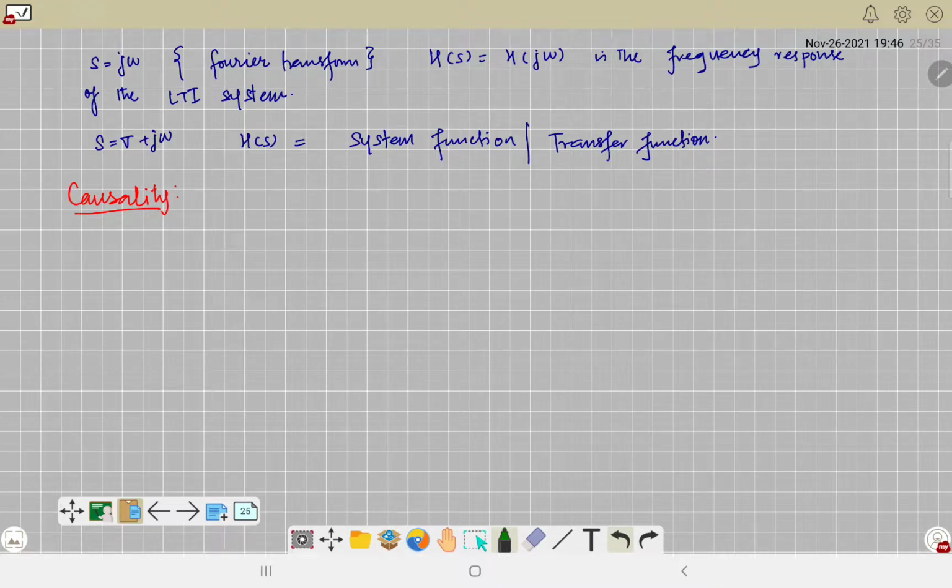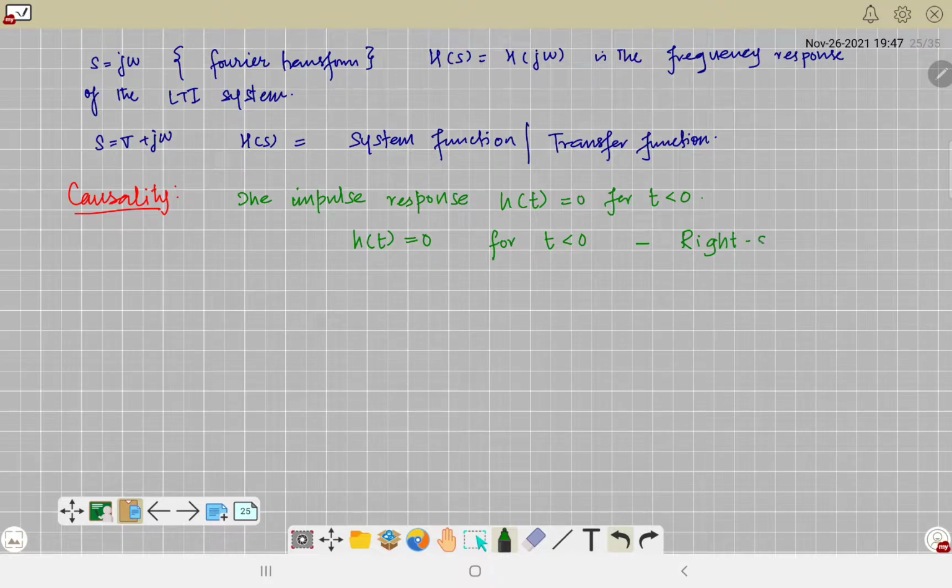Now, if you remember, for a causal LTI system, the impulse response h of t was 0 for t less than 0. This is how we established the condition of causality using the impulse response. Fine. So it means I have a signal h of t which is equivalent to 0 for t less than 0. In other words, I can say h of t is a right-sided signal.